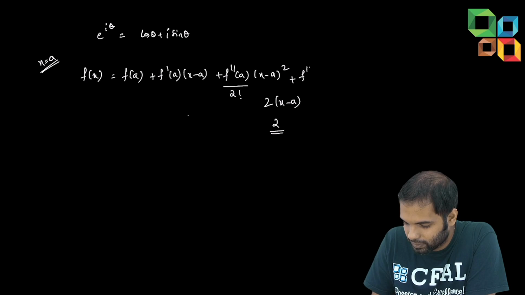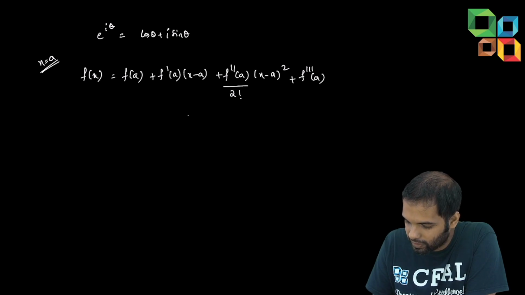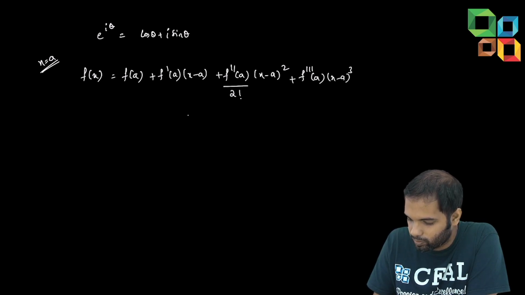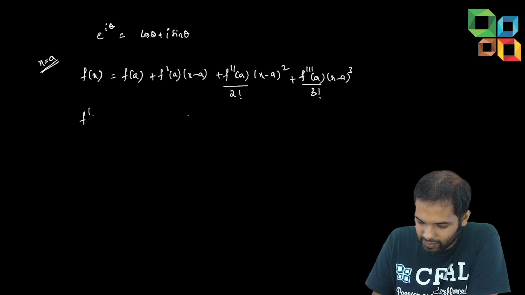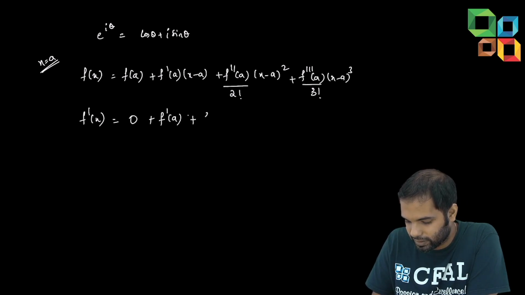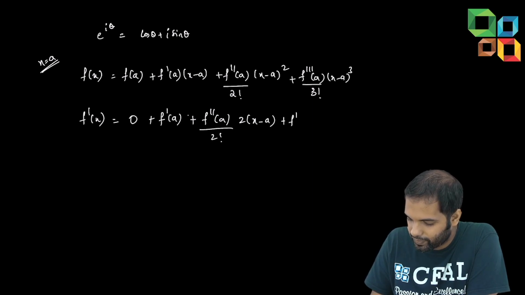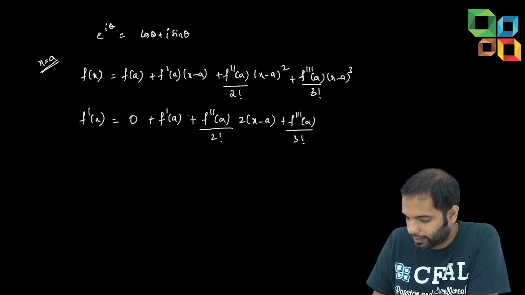Look at the next term. If I differentiate it 3 times, what will happen? This is x minus a whole cube divided by, now it is 3 factorial or 6. Because if you differentiate 3 times, see, now let us try differentiating once. If I differentiate, this is 0. Next term is f dash of a. The next term is f double dash of a by 2 factorial into 2 times x minus a. Agree? The next term is f triple dash of a by 3 factorial into 3 into x minus a whole square.